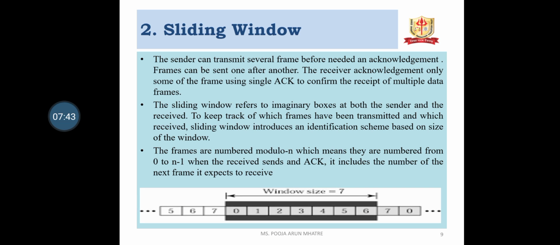Here is a diagram showing a window size of 7. When the sender sends frames 0 to 6, that is 0 to n-1, frames are sent. When the receiver sends the acknowledgement message for those frames, that is 0 to 6, then the next frames are sent to the receiver.